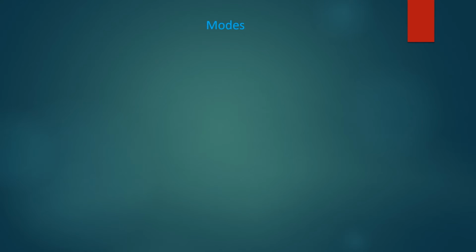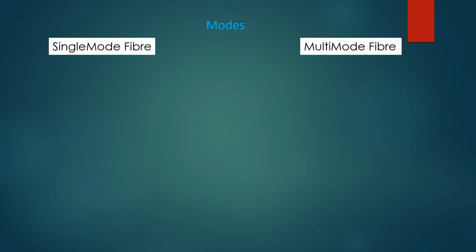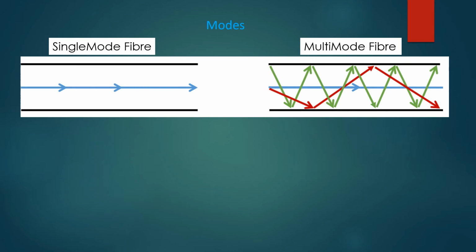Ways in which light signals are transmitted in optical fibers are called modes. In other words, a mode is simply the route which the light beam travels down the optical fiber. There are 2 modes, the single-mode fiber and the multi-mode fiber.